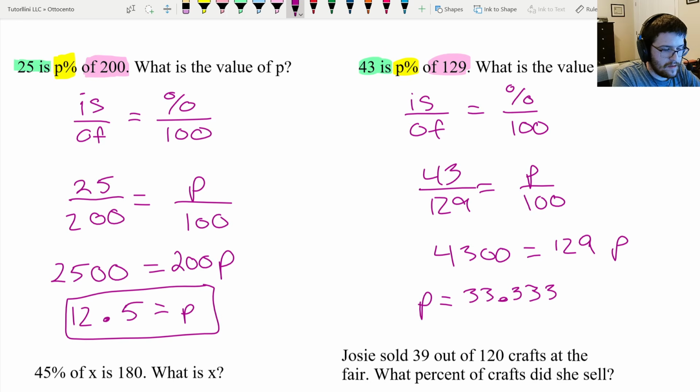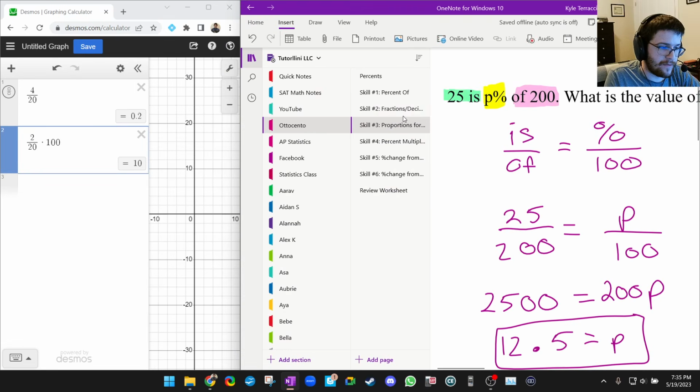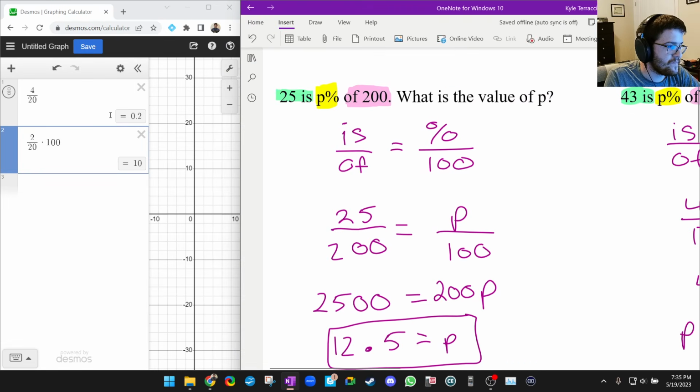And I get p equals 33.333. I think they say 5 or 6 characters: 1, 2, 3, 4, 5, 6. That should be right. Now, I want to point out to you guys that there's a common misconception that on the test, you have to write percents using a decimal. That's not true. You actually can put it in its fraction form. So I'm going to show you that right now.